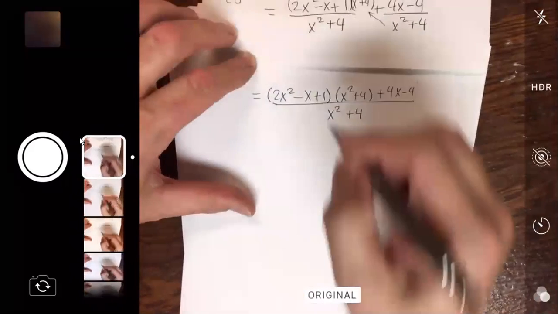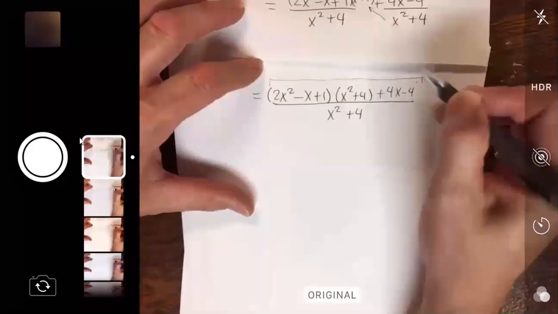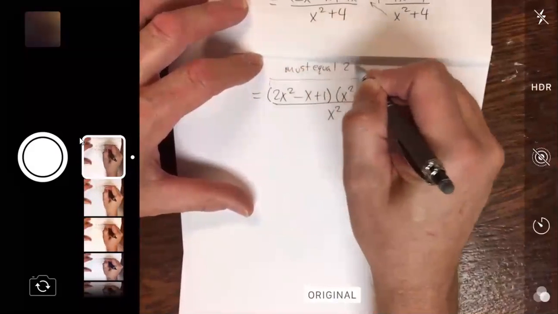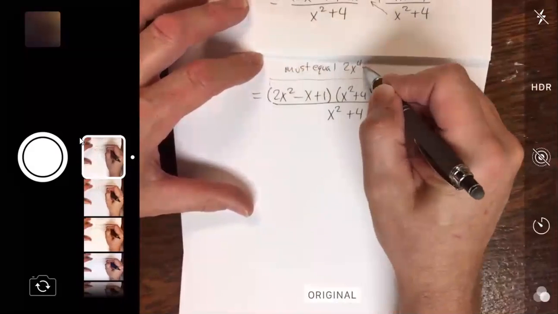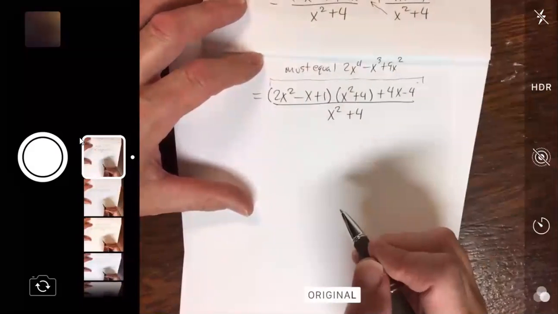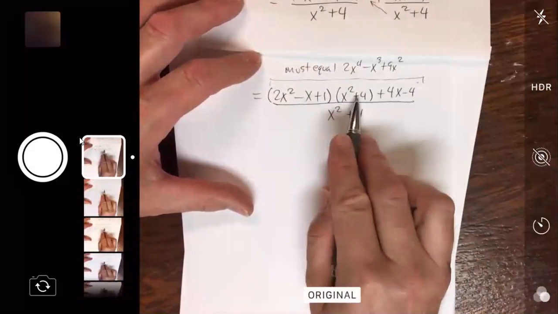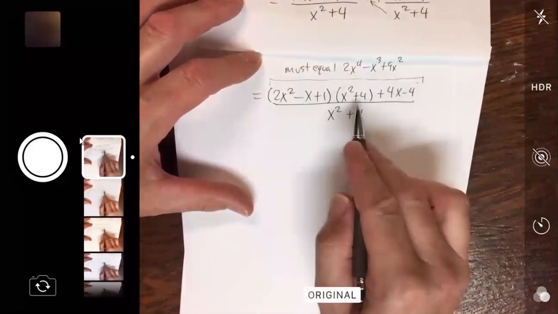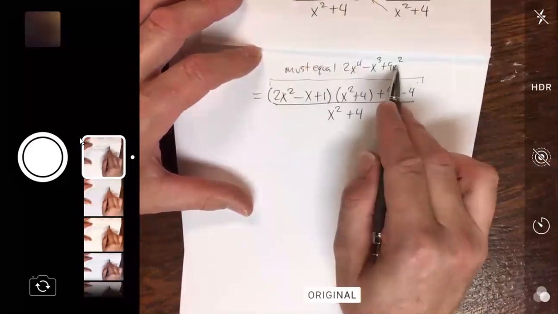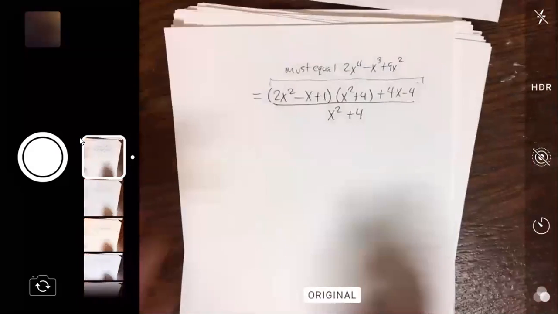All right. All of this must equal the 2x to the 4th minus x cubed plus 9x squared. So the rest of this is to FOIL this, combine all the like terms, and if it doesn't boil down back to this, I will quit on the spot.